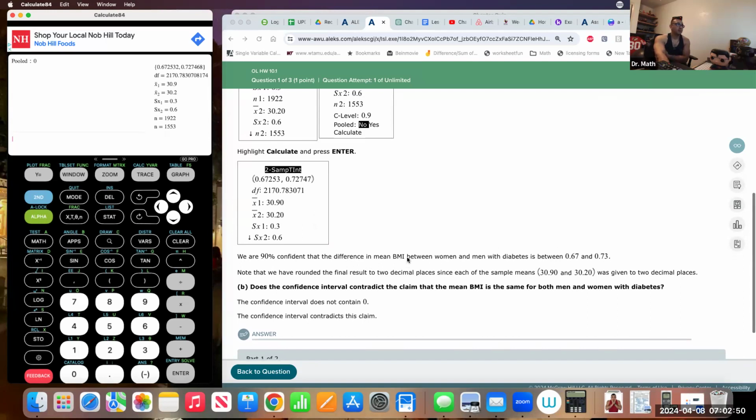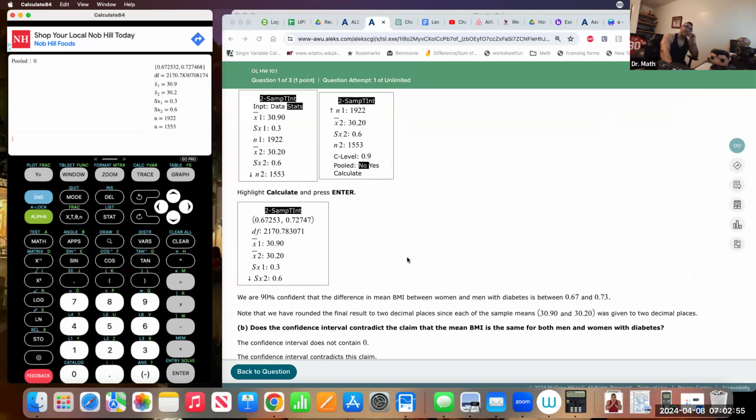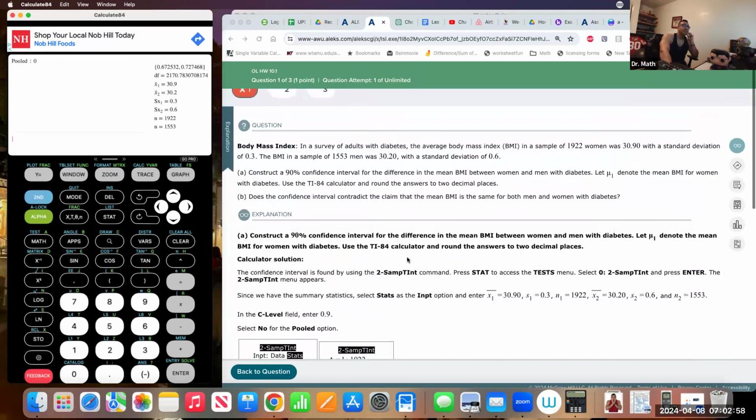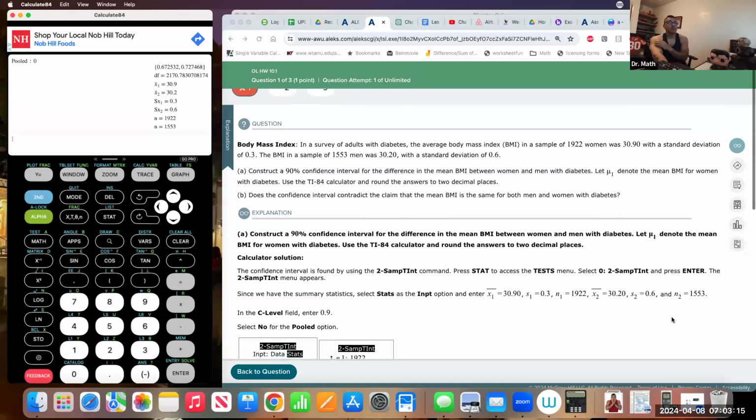Let's do another one to get practice. But again, what's going to be key is your organization as you read all this, which is labeling everything: X sub 1, S sub 1, N sub 1. And then tell yourself, what does that mean? That represents the information for the women. X sub 2, S sub 2, N sub 2 represents the information for the men. All right, so let's look at another one.